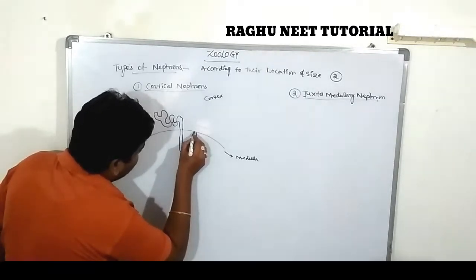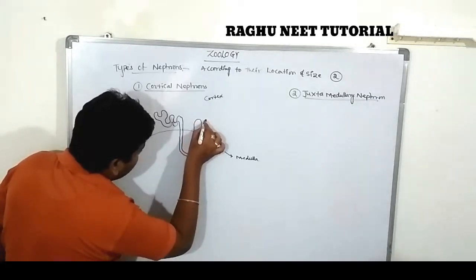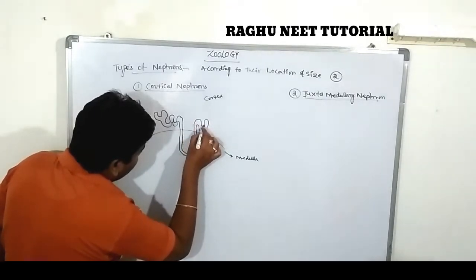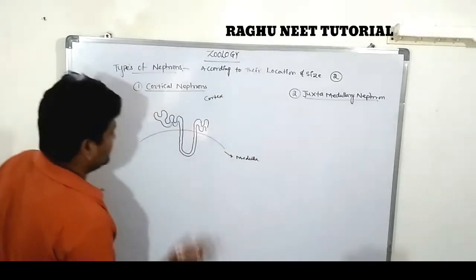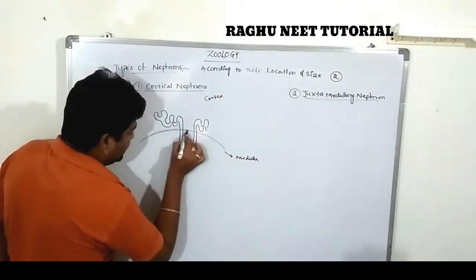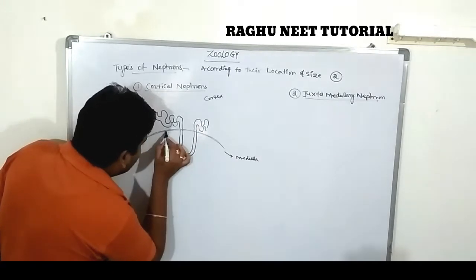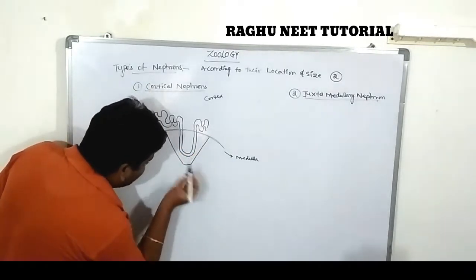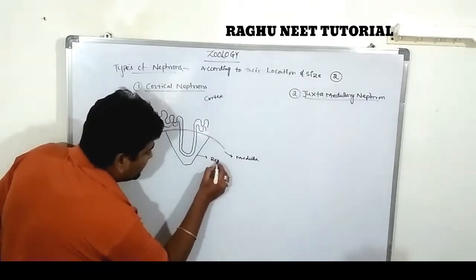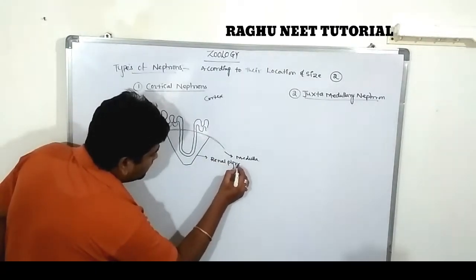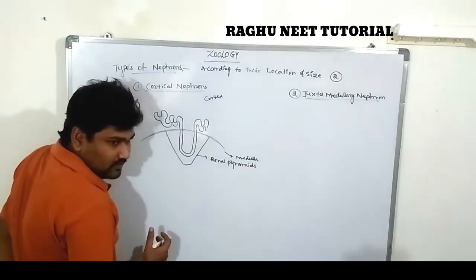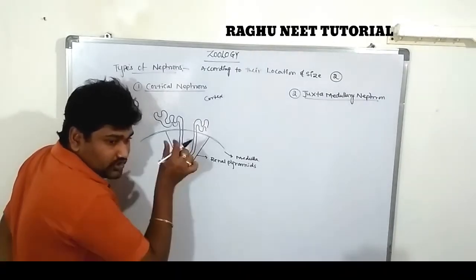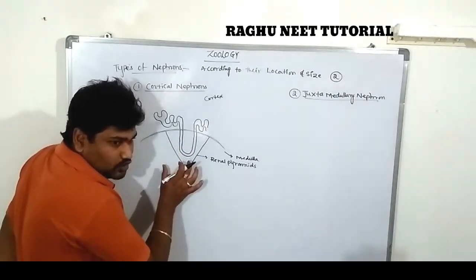Let's observe the diagram. This is known as the medullary region. The medulla contains cup-like projections known as renal pyramids. The renal pyramids consist of millions of tubular structures, the uriniferous tubules, known as nephrons.